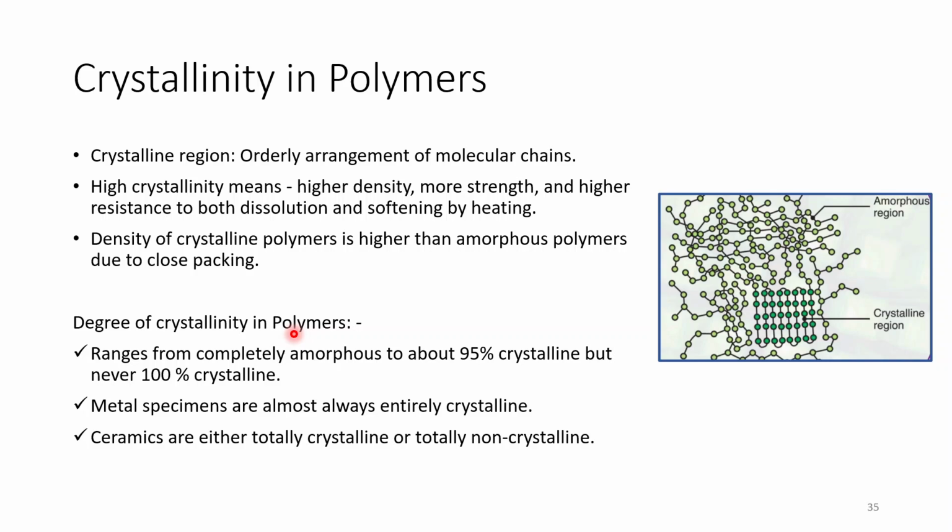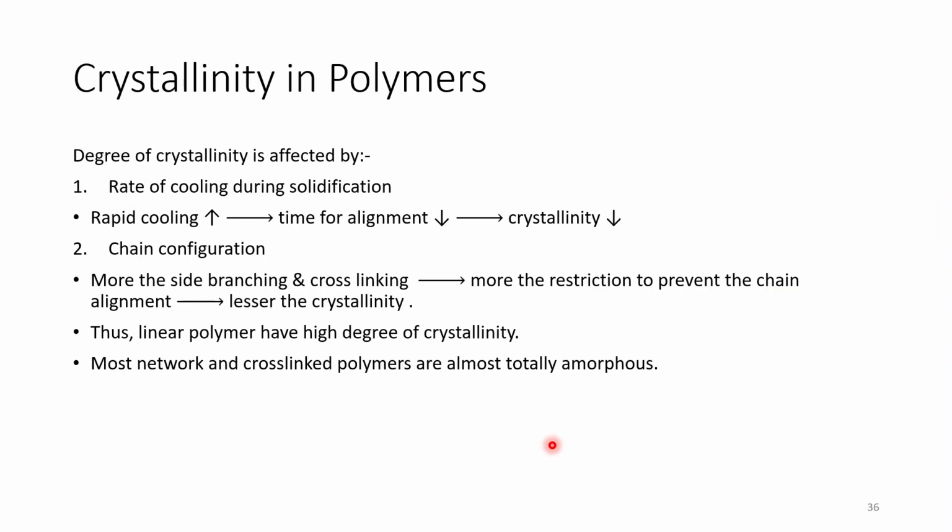Now the degree of crystallinity in polymers ranges from completely amorphous to about 95% crystalline but never 100% crystalline. Now metal specimens are almost always entirely crystalline and the ceramics are either totally crystalline or totally non-crystalline.